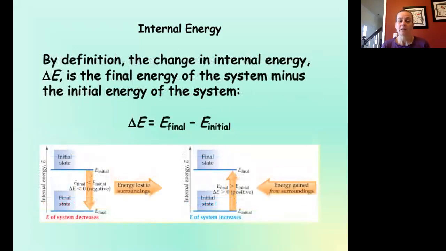By definition, the change in internal energy is the final energy of the system minus the initial energy of the system. Remember, that's because energy is a state function, so it doesn't matter how it gets from initial to final energy. The change is just final minus initial. The pathway doesn't matter. So where does that change in internal energy go?